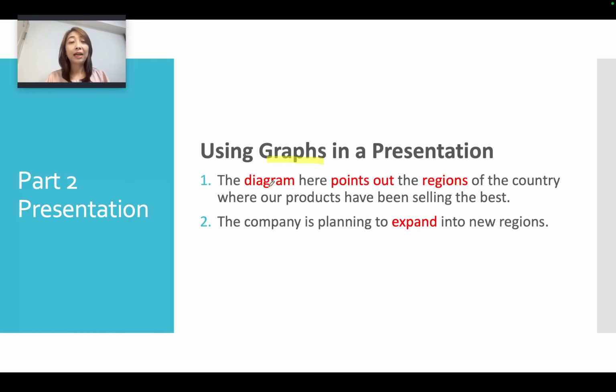So number 1, the diagram here points out the regions of the country where our products have been selling the best. So here the diagram also just means the graph or chart. 图案的数据图. So the diagram here points out. So point out means show that the region, this area of the country where our products have been selling the best. Very good sentences here, right? So with point out, after you explain some photos, some diagrams, some charts, you can always say this chart here points out blah blah blah, right? So very good sentence pattern to learn.